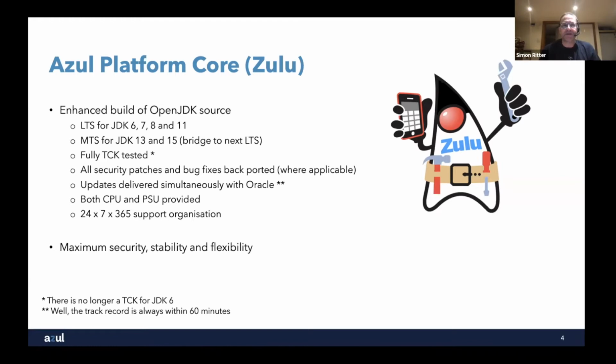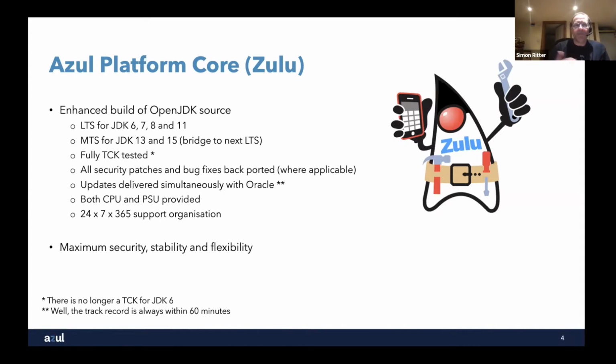All security patches, all bug fixes, we backport from the current release, which is the one where Oracle make the changes, and then we backport those to all of those versions that we've just explained. And obviously that's where applicable, because if there's a feature in JDK 15, for example, that doesn't exist in JDK 8, clearly we can't backport anything.